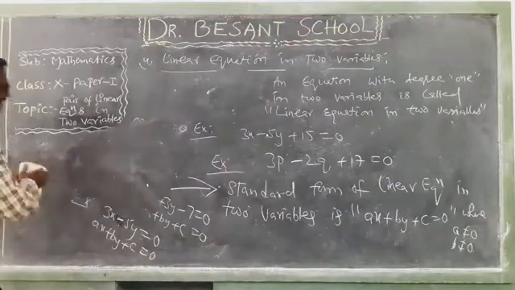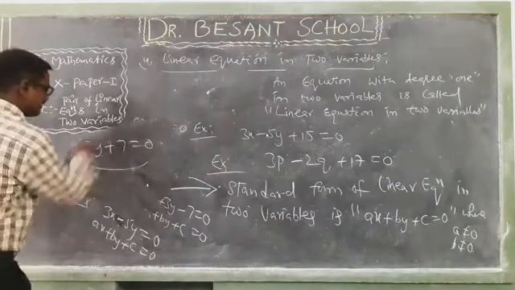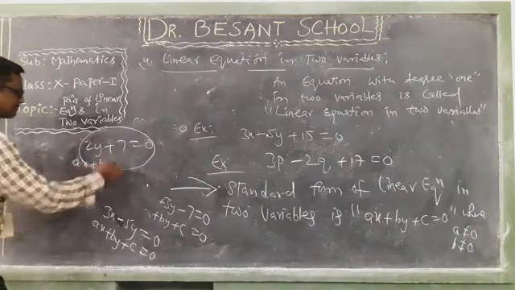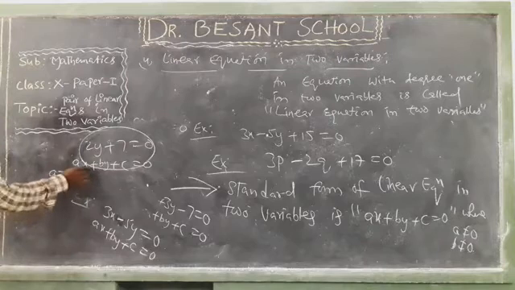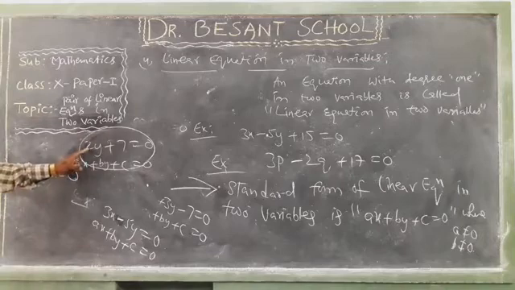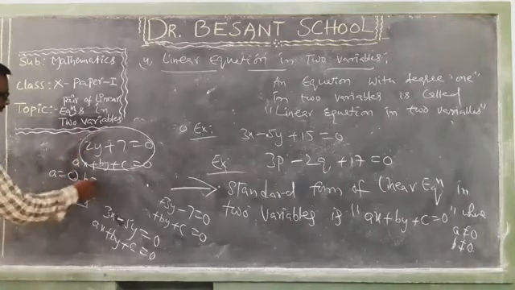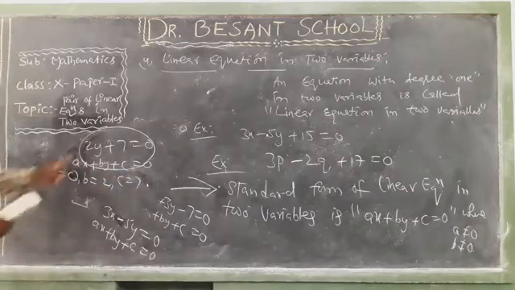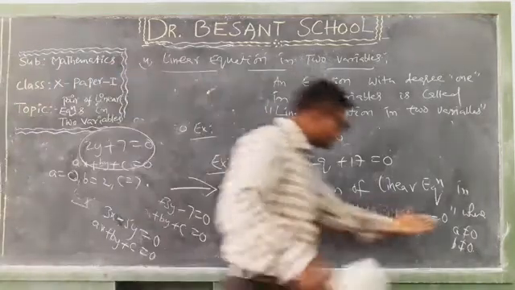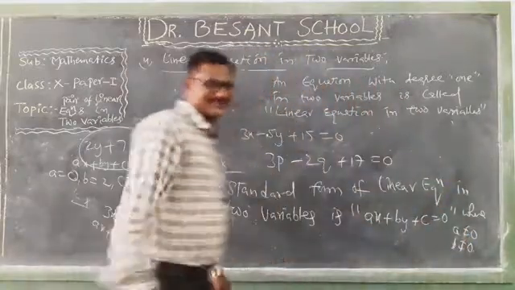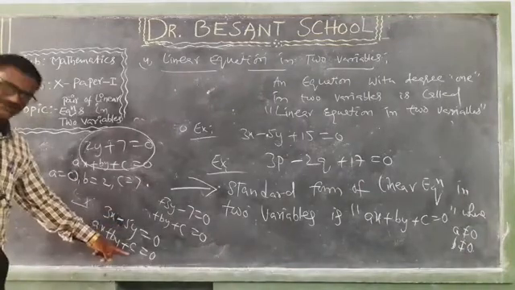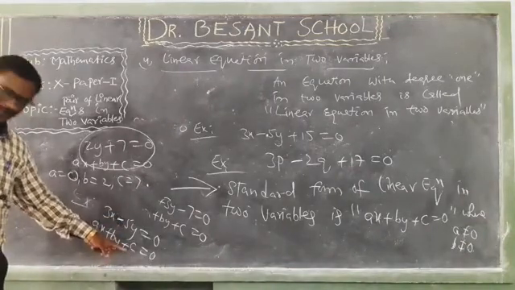Again, for example, this is 2y plus 7 is equal to 0. When you compare with ax plus by plus c equal to 0, a is equal to 0. There is no x. So b is equal to 2, c is equal to 7. It is not a linear equation in two variables. Why? Because a equal to 0, there is no x. We are not supposed to take a equal to 0. A not equal to 0. Okay, children? Yes, you can take c is equal to 0, no problem.